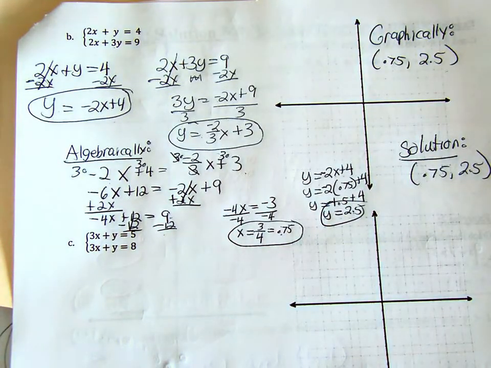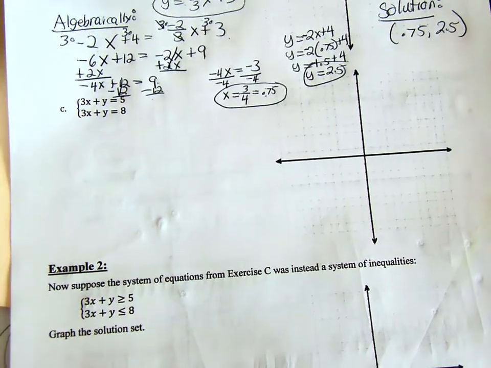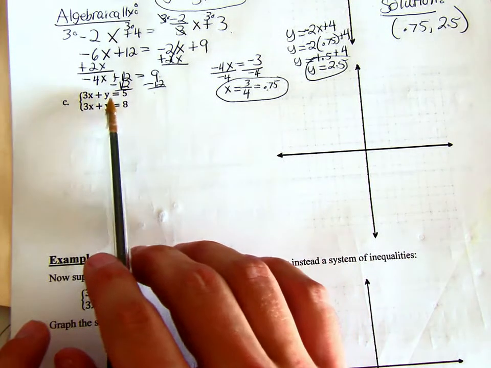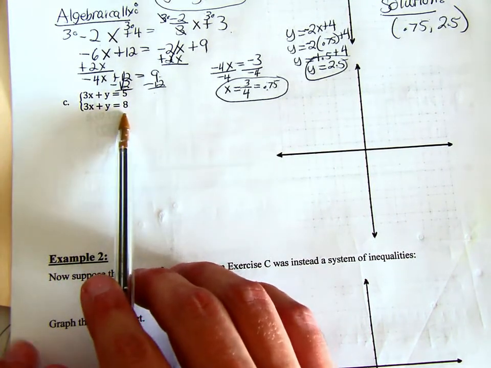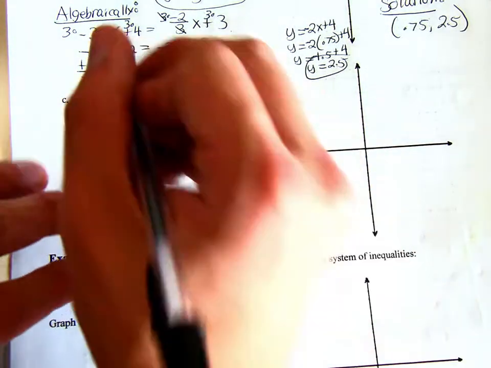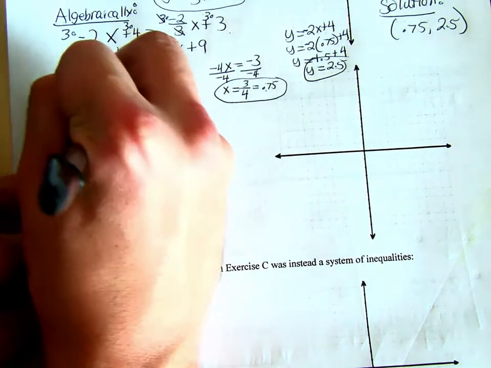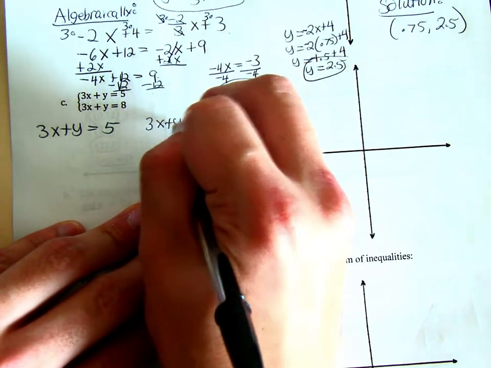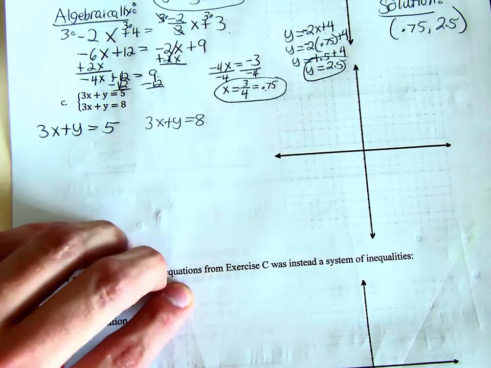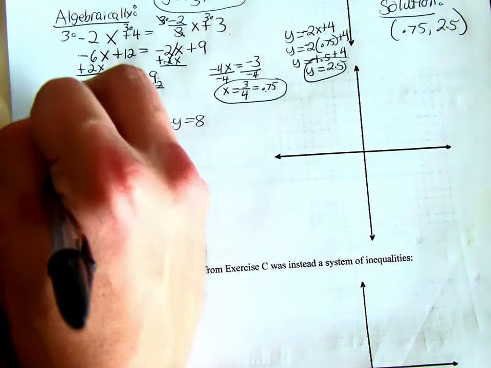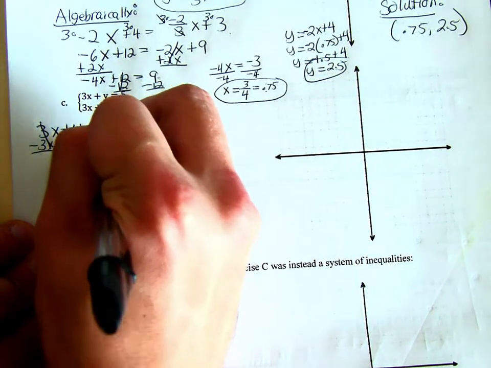Okay. Now let's look at the next one. For C, they want us to solve it first graphically and then do it algebraically. So let's look at this one. I have 3x plus y is equal to 5 and 3x plus y is equal to 8. So if I look at this, I want to do this actually graphically on this graph. So I'm going to have 3x plus y is equal to 5. And then I'll also have 3x plus y is equal to 8. And I want to solve both of these for y. So if I solve this one for y, I'm going to subtract 3x, subtract 3x. So I get y is equal to negative 3x plus 5.